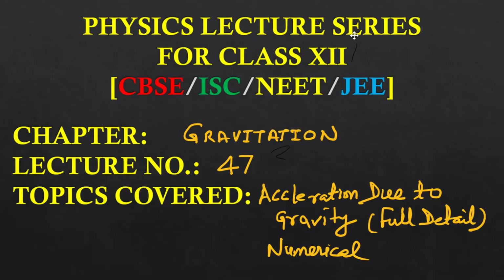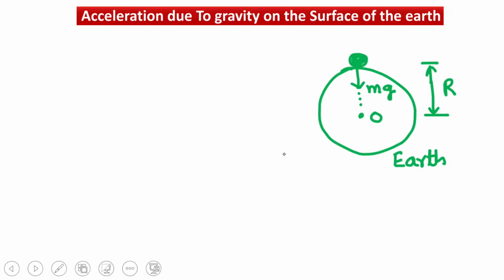Gravitation. Topics covered would be acceleration due to gravity, in full detail with numerical problems. Let us start. Now, acceleration due to gravity on the surface of Earth. See, this is the diagram in which a body is there with weight mg, center at O. The radius of the Earth is capital R.